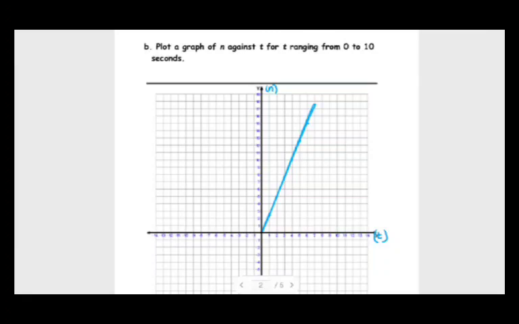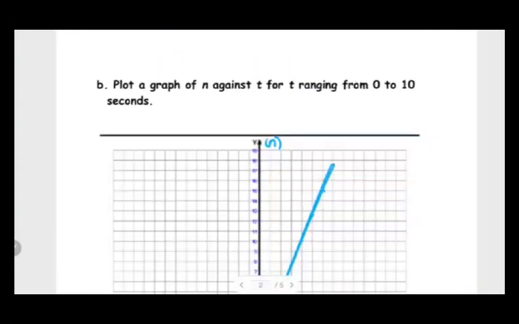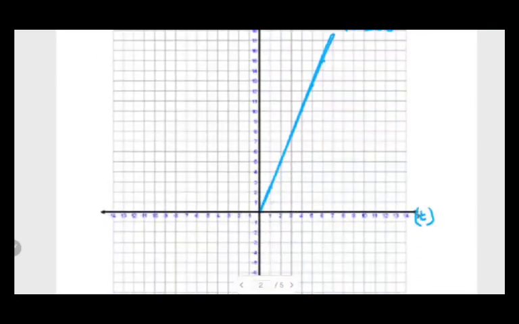But this is not the only thing. Here you will have to write the formula. And what's the formula? N is equal to 2.5T. So here I write my formula near the line. At each coordinate you have to mention the coordinate. So my first one is here, so I'm going to write x-axis first, 1 and 2.5. The second one is at 2, I have 5, so 2 and 5. The third one is here.